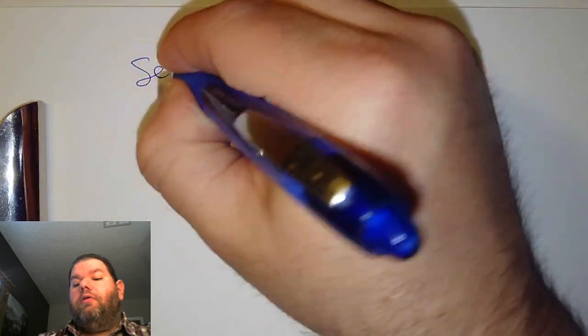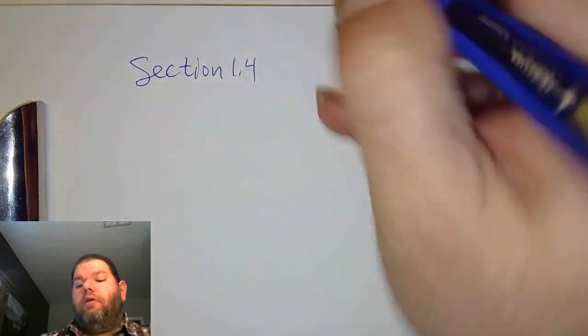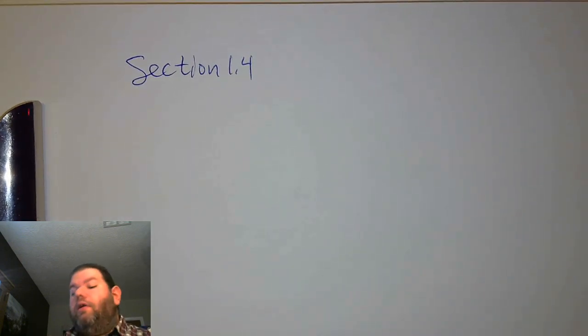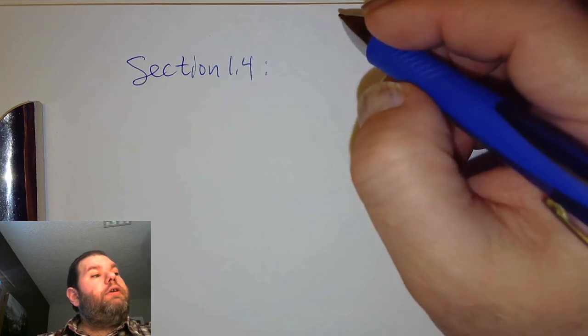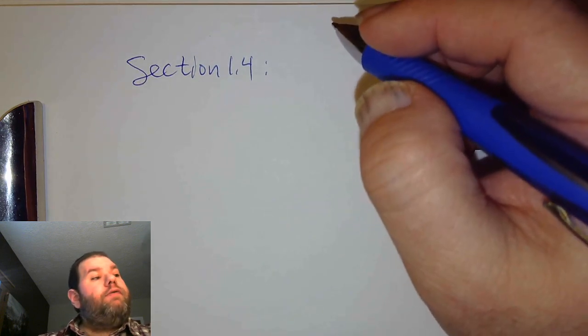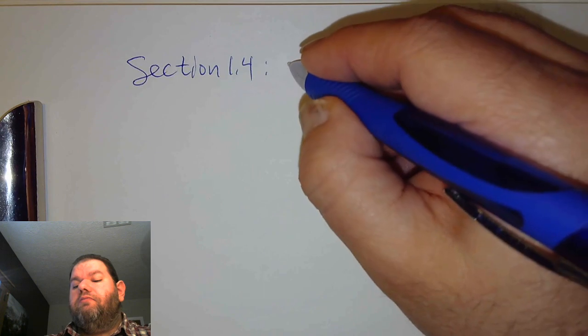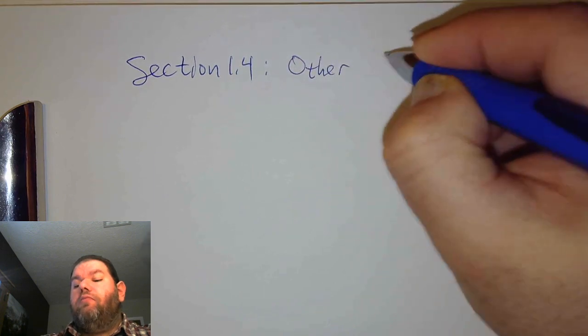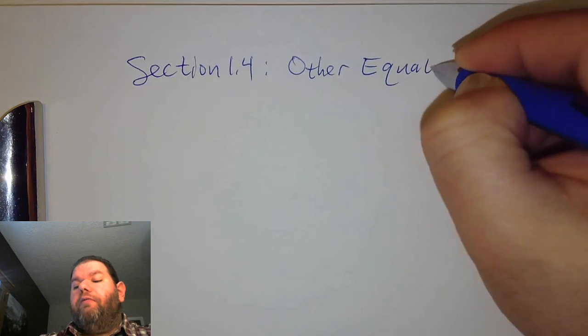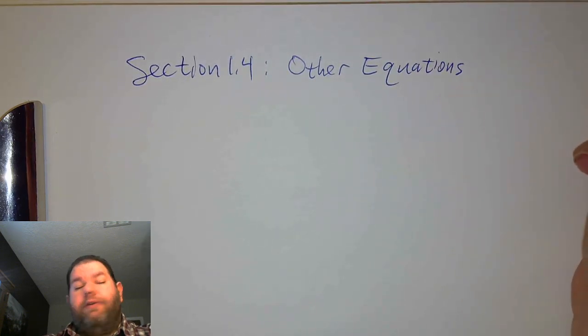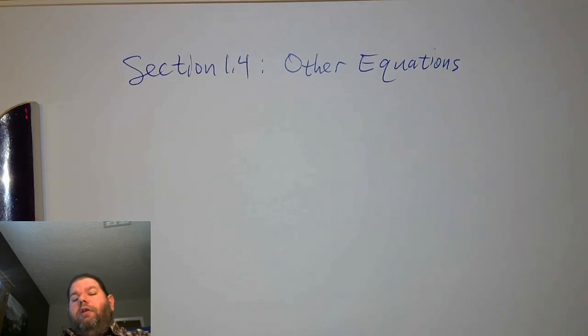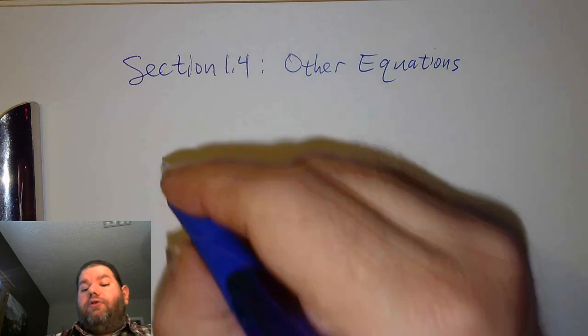All right. Today we're going to look at section 1.4. Section 1.4 is on radical equations, equations quadratic in form, and factorable equations. Rather than write all that down, I'm just going to say other equations. But we want to start off looking at radical equations.